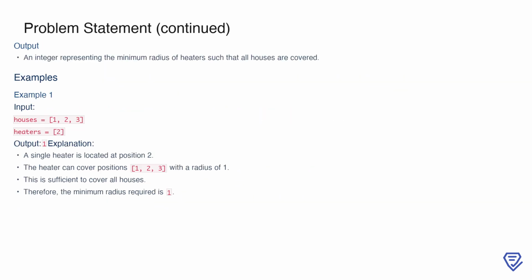The output of the problem is a single integer, which represents the minimum radius needed to ensure that all houses are covered. To understand this better, consider an example where the houses are at positions 1, 2, and 3, and there's a single heater at position 2. In this case, a radius of 1 is sufficient. Why? Because the heater at position 2 can cover positions 1, 2, and 3 with this radius, which includes all the houses. Therefore, the output for this input would be 1. The key is to find the smallest radius that guarantees no house is left out of the heating range.